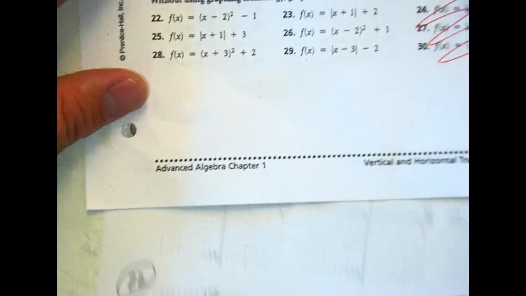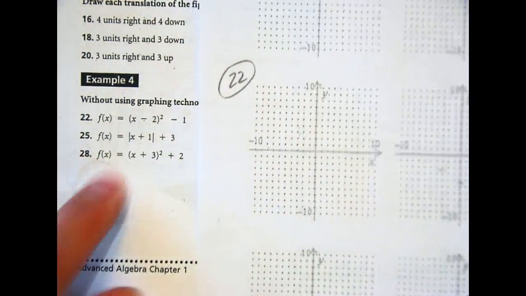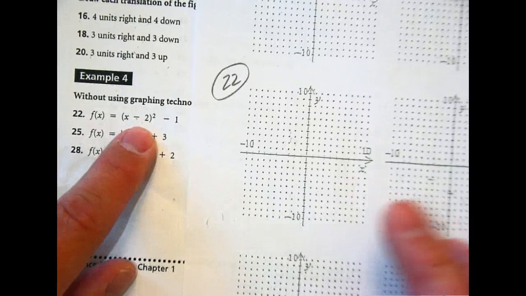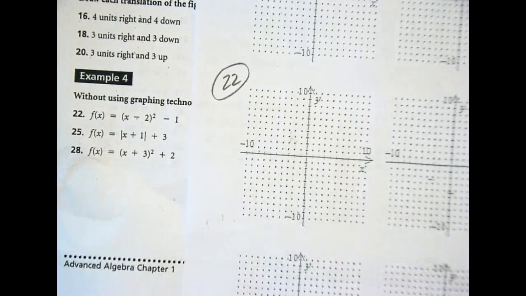22 says f of x equals (x minus 2) quantity squared minus 1. All right, I want you to put where the vertex is without looking at your neighbor's paper.